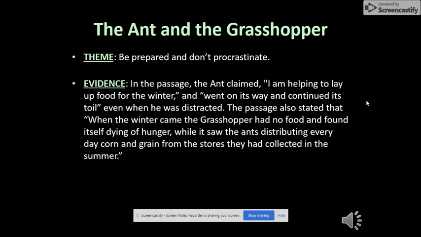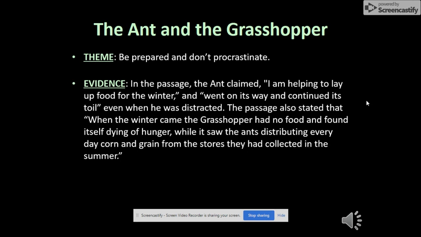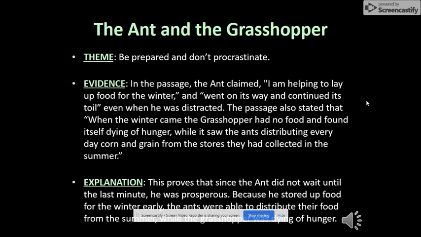So if I use this evidence, I need to explain it, just like your tied paragraph has a detailed analysis. This proves that since the ant did not wait until the last minute, he was prosperous. Because he stored up food for the winter early, the ants were able to distribute their food from the summer while the grasshopper was dying of hunger. So the grasshopper learns that he needs to be prepared. We could take that same theme and apply it to our lives as well, that we need to always be prepared and not procrastinate.